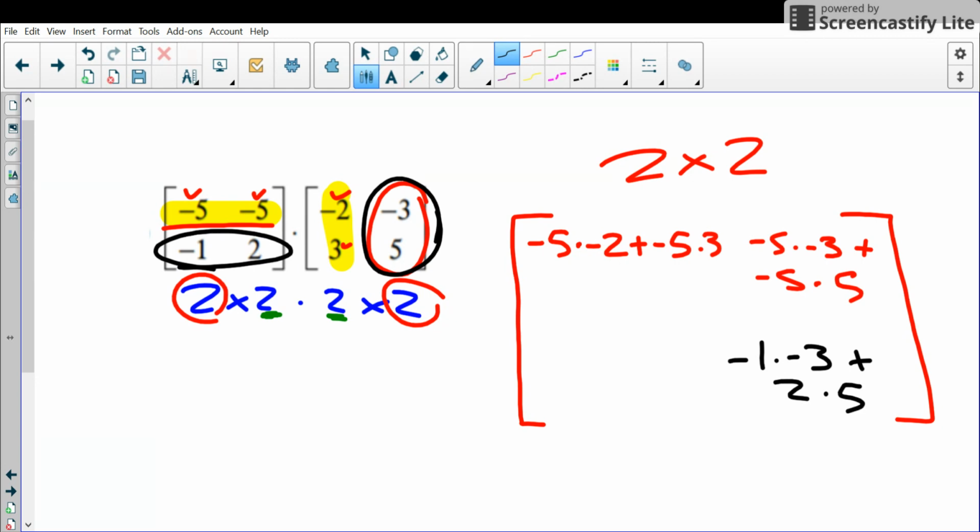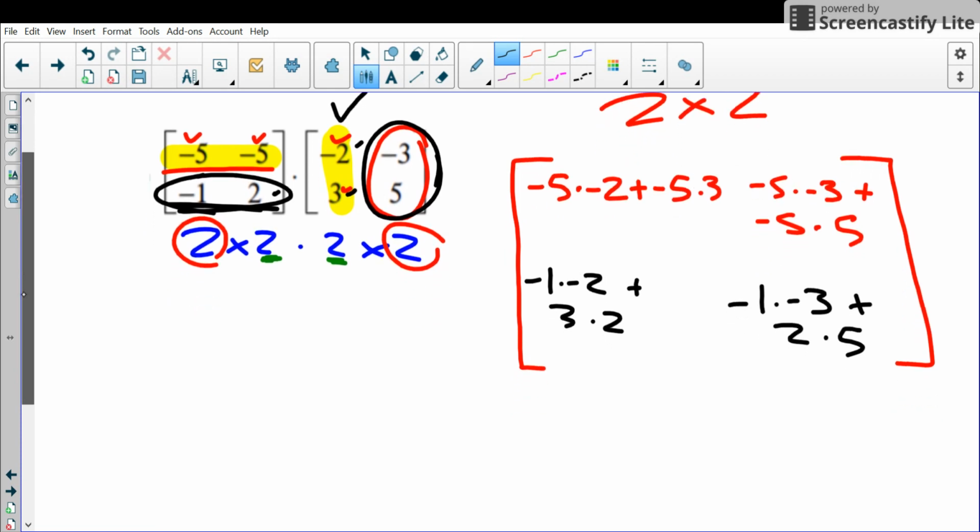My bottom left entry, I'm going to take my bottom row and my left column and put them together. Again, when I say put them together, I mean multiply the first 2 numbers and add it to the second 2 numbers multiplied. So I'm going to do -1 times -2 plus 3 times 2. Tell me my bottom left entry.